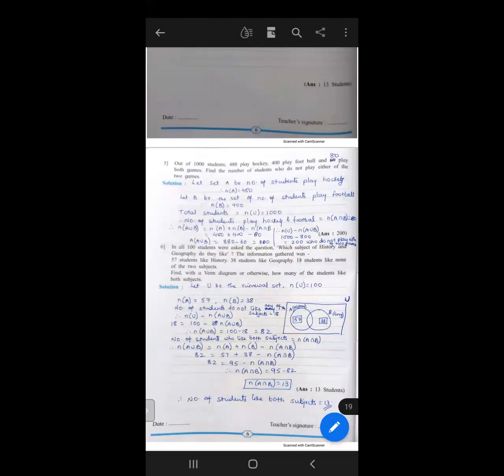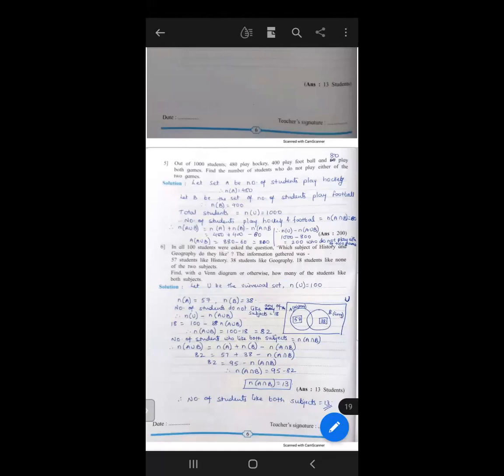400 students like to play football, whereas 80 students play both the games, meaning hockey as well as football. They play both the games. Now, what is the question that you have to find out? The number of students who do not play either of the two games.